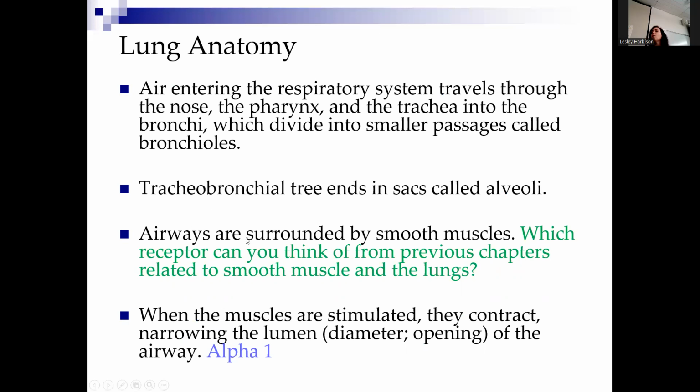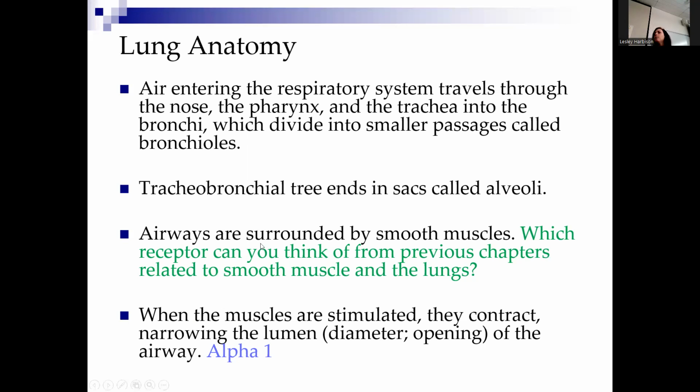So when we think about airways being surrounded by smooth muscle, if you think back to the last topics, what kind of receptors affect smooth muscle? Alpha 1, smooth muscle, and then what's the other one? Beta 2 for the lungs, right? Yeah, so those are 2, and we'll learn about a new one today, but those are ones that really will affect constriction and dilation.